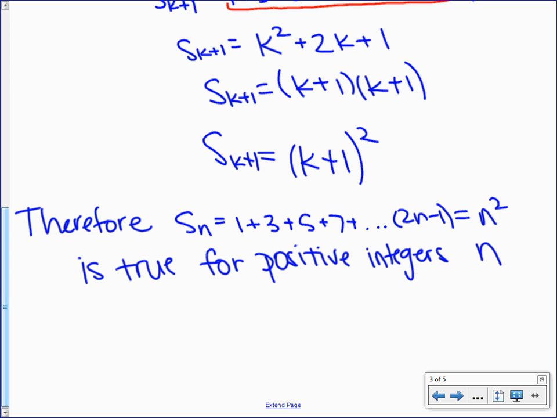Basically, this is saying if you want the sum of the first 5 odd numbers, then take 5 squared, and that's what it is. If you want the sum of the first 8 odd numbers, take 8 squared, and that's what it is. So we just showed that that is true. Questions on this example?